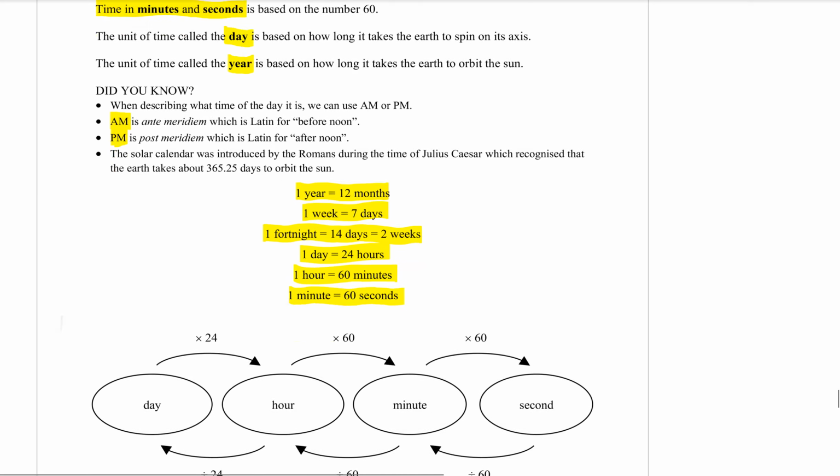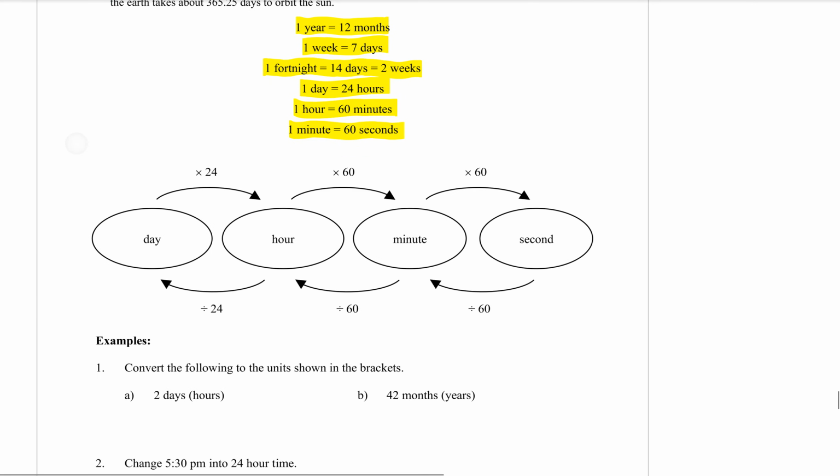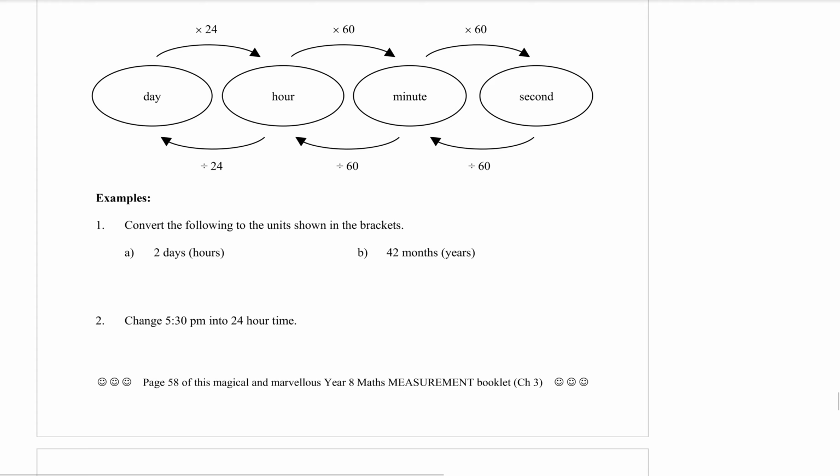Now, to help you convert between some of those ones, we have this diagram here. So we've used diagrams like this before. If I want to go from days to hours, I follow the arrow and I would times by 24. And similarly for other places around that diagram. Let's have a look at the examples. I want to convert the following units into the brackets shown.